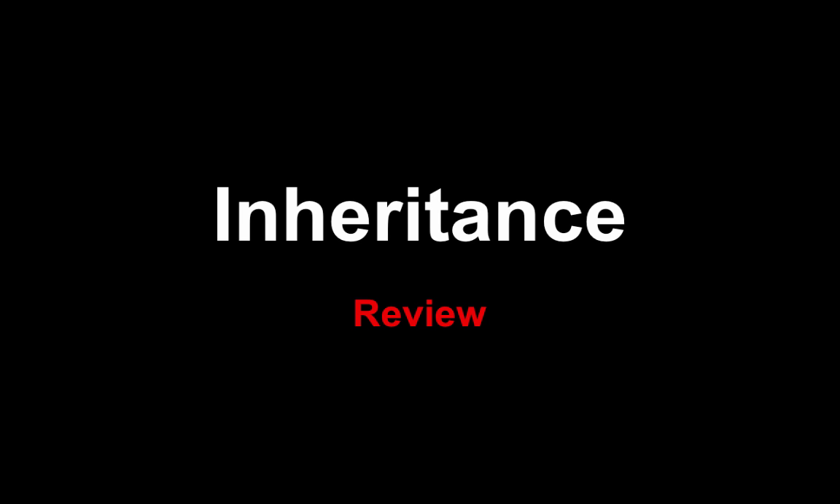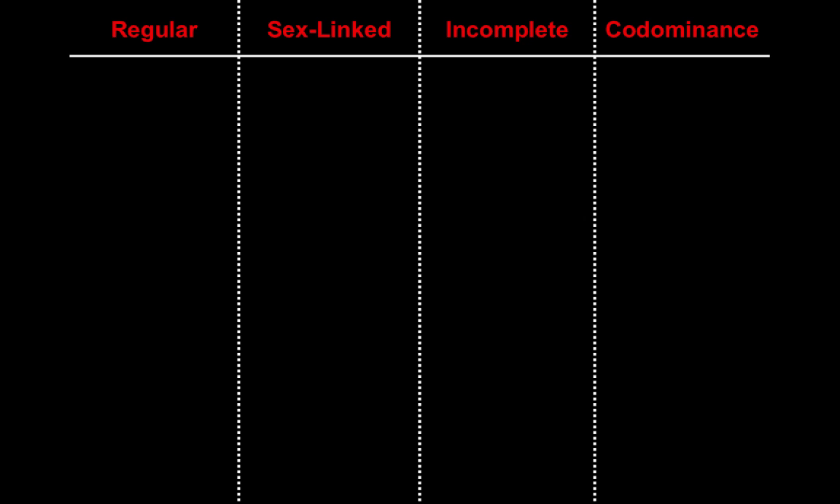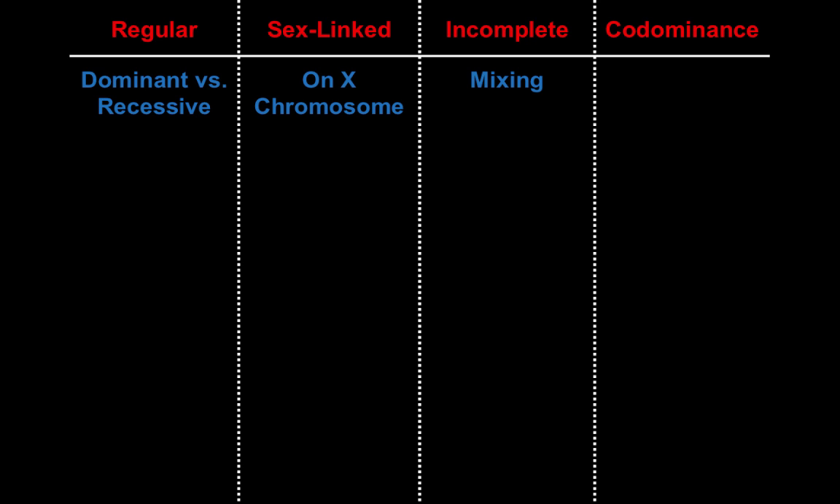In this video, we're just going to do a comparison of the four types of inheritance that we've talked about so far, and look at how they compare. So we have regular dominant and recessive, sex-linked, so remember that's on the X chromosome, incomplete, which was mixing or in between, and codominance, which was they both show up. So let's look at how we write these.